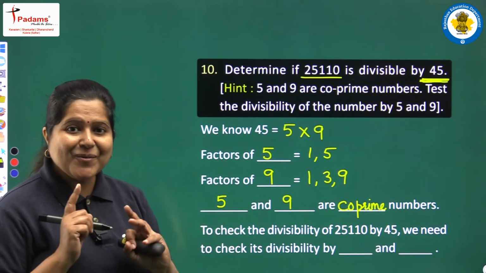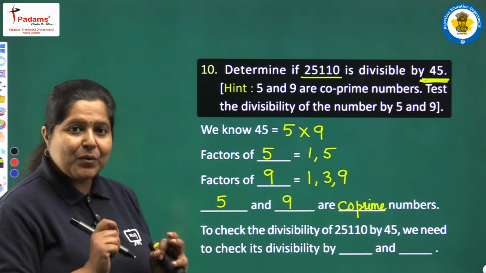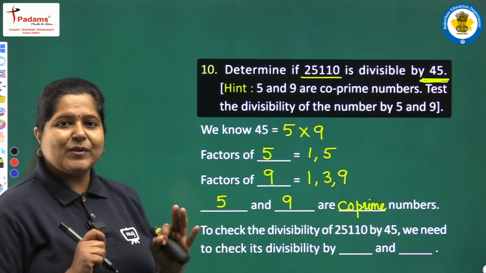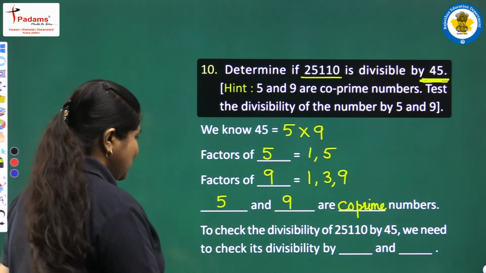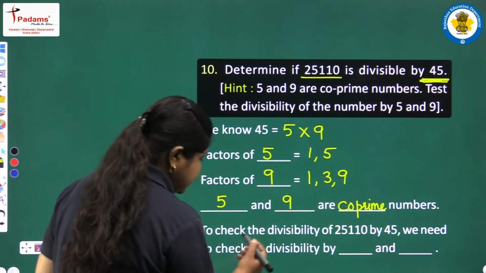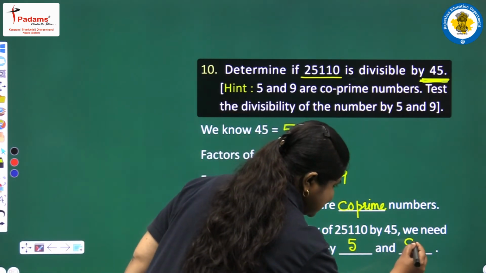Now since they are co-prime, we can easily say that a number which is divisible by 5 and 9 will also be divisible by 45. So, to check the divisibility of this number by 45, we need to check its divisibility by 5 and 9.